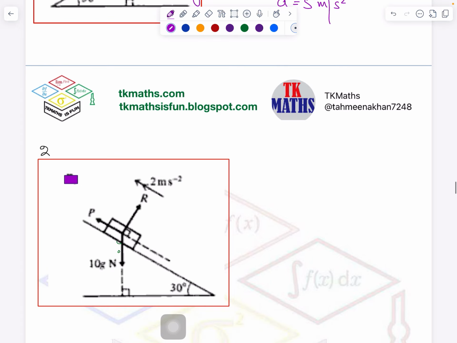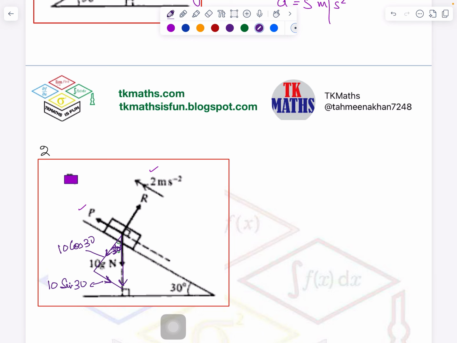Let's see this question now, right? In this case, acceleration is happening upward. Maybe the force P is definitely bigger than the other force. Which is the other force? Due to the weight in this case. So if I resolve it, this weight, which is again 10 kg, perpendicular to the plane and parallel to the plane. Okay, so this angle will be 30 and this one will be 10g cos 30 and this one will be 10g sin 30.